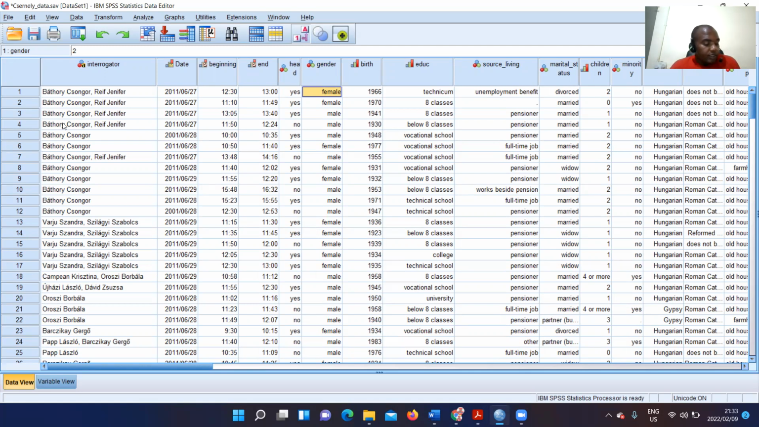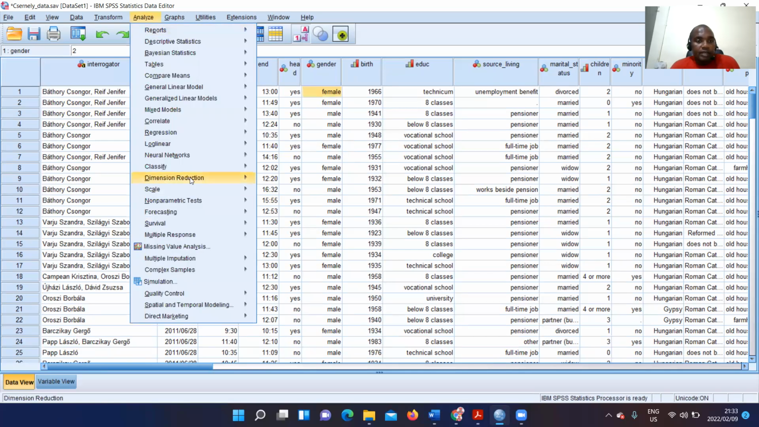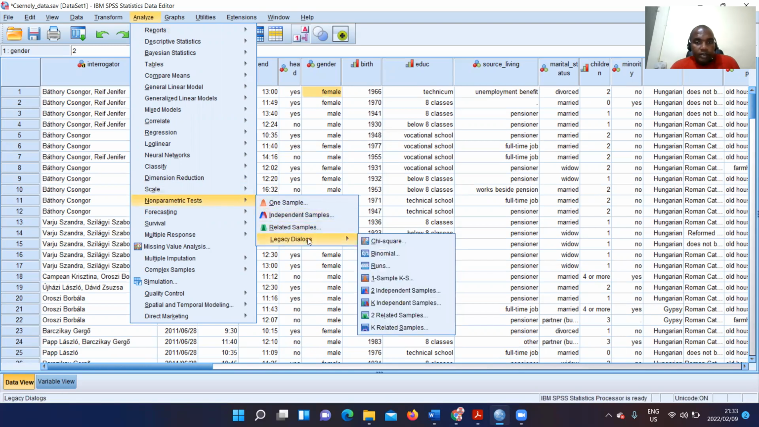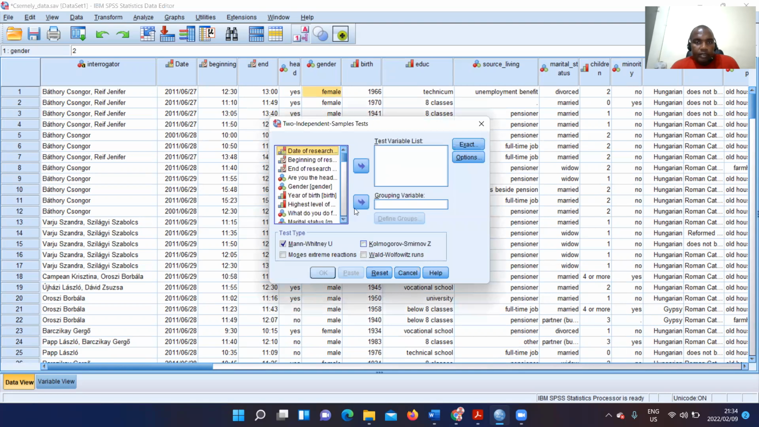So in case of a non-normally distributed variable, we should use a non-parametric test for hypothesis testing. According to the menus, we go to Analyze, Nonparametric Tests, and then Two Independent Samples, and we get that window.